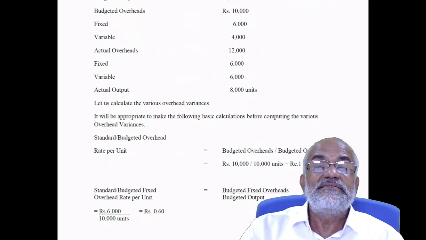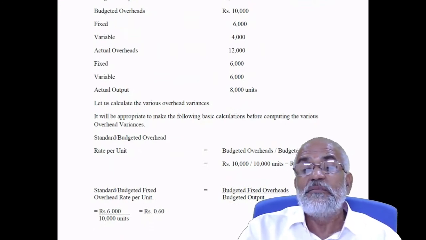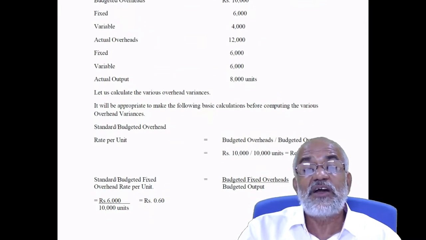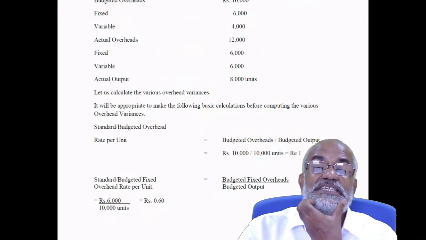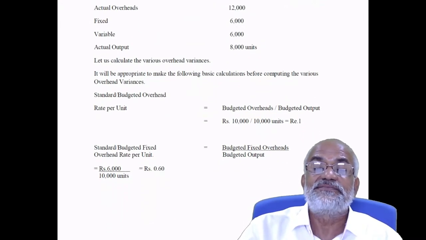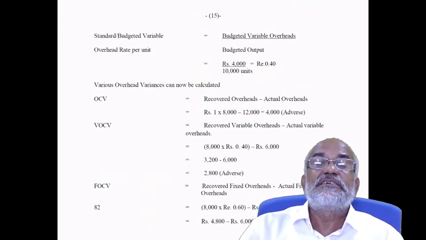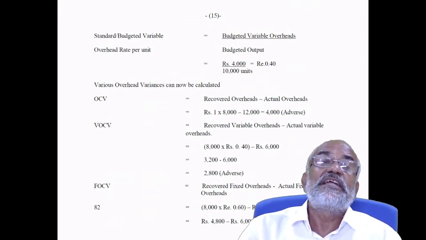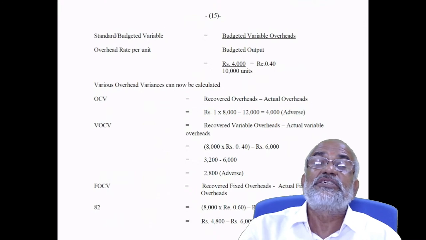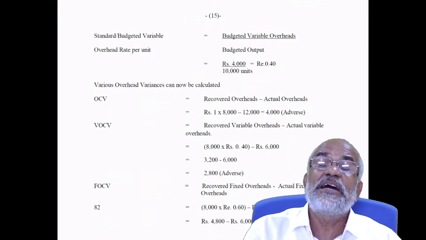The standard or budgeted fixed overhead rate per unit is budgeted fixed overheads divided by budgeted output. That means ₹6,000 divided by 10,000 units, which comes to 60 paisa per unit. The standard or budgeted variable overhead rate per unit is budgeted variable overhead divided by budgeted output. That means 4,000 divided by 10,000 units, which is 40 paisa per unit.